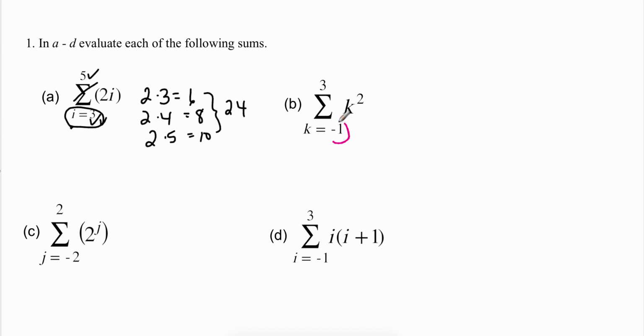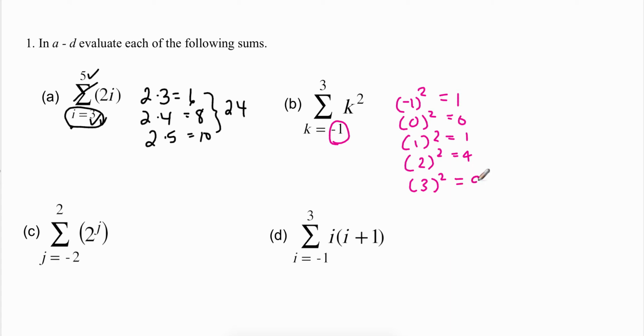For this one, it tells us to start by putting a -1 in for k, and to keep going all the way to the number 3. All right, that's where I stop. That's 1, that's 0, that's 1, that's 4, that's 9. Add them all together: 2, 6, 6 plus 9 is 15.